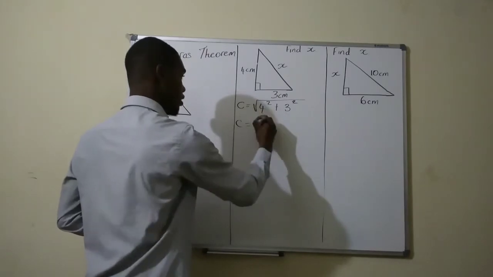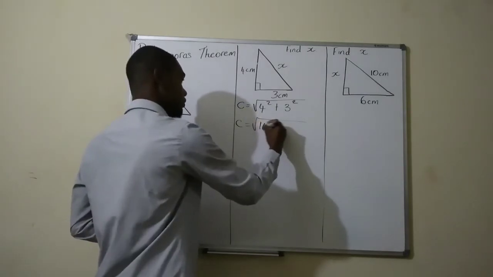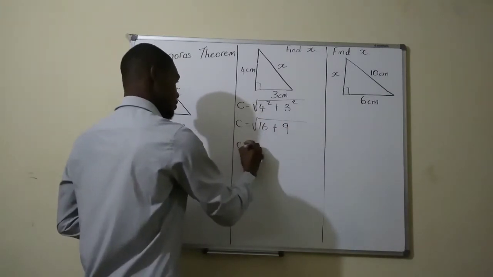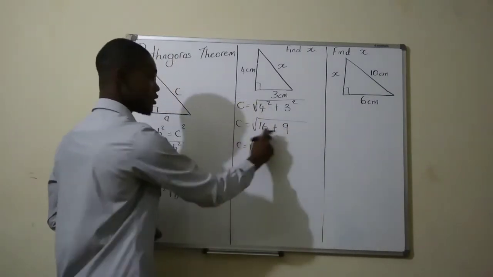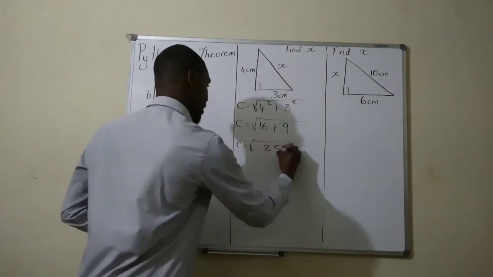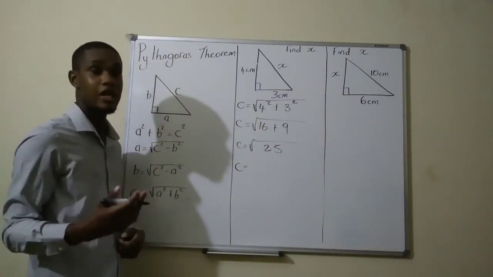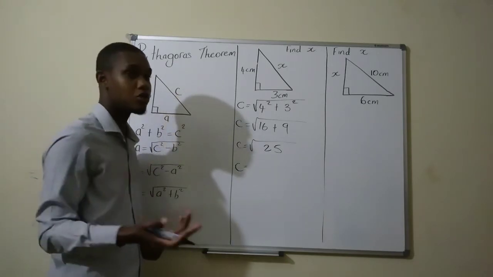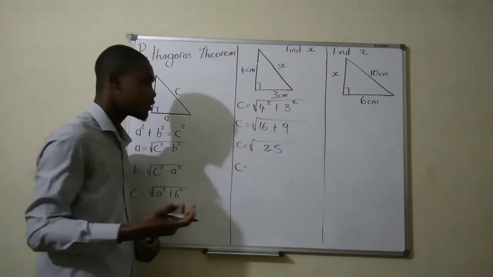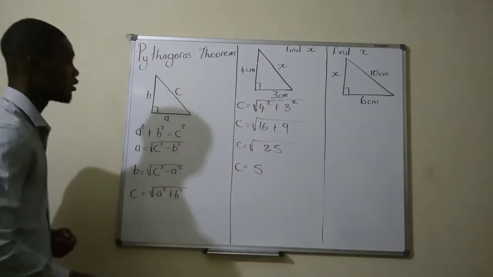Now to find what is underneath the square root sign, square them. 4 squared means 4 times 4, so 4 4s are 16, plus 3 squared, 3 times 3, that gives you 9. C is equal to the square root of what's underneath added. So 16 plus 9 gives you 25. So c is equal to the square root of 25. That's saying, what number can you multiply by itself in order to get 25? And you can only multiply 5 by itself to get 25. So c is 5.